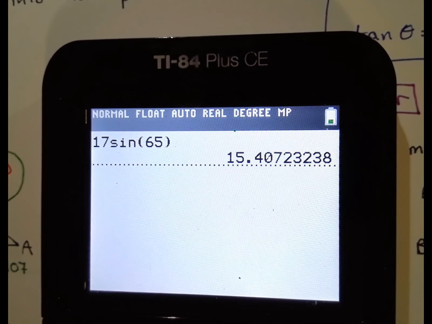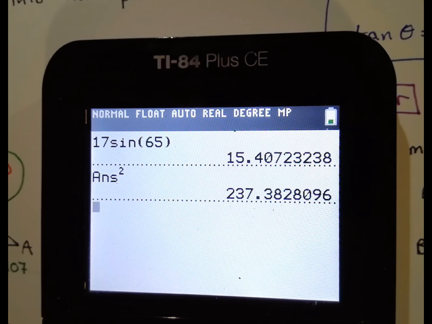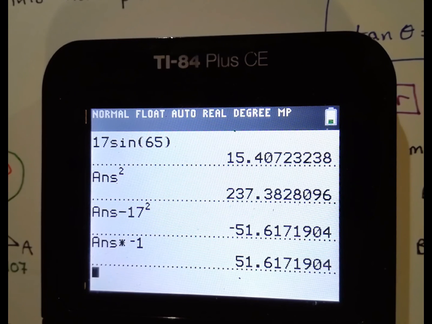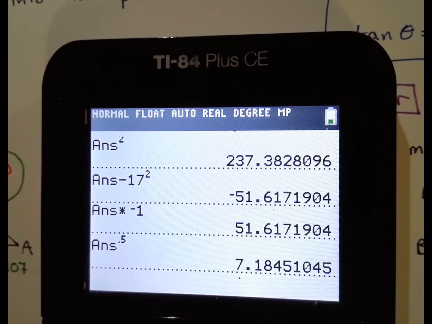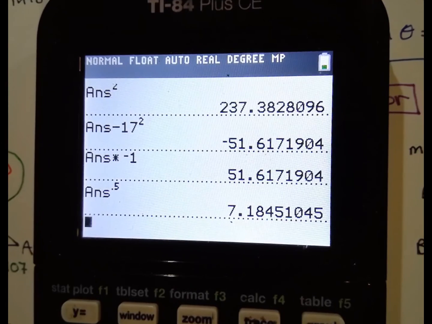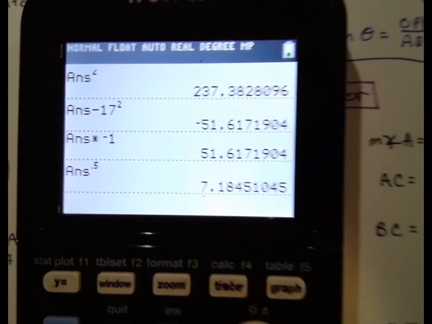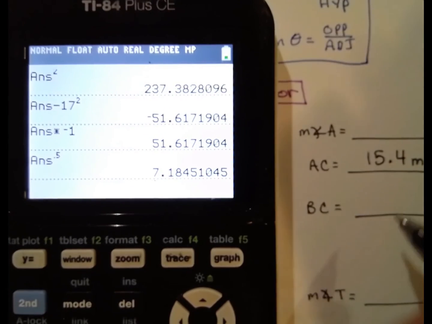So here's one of my legs. I'll square that side. Okay, I'm going to subtract 17 squared. Now, this is a negative number, so I'm going to multiply this by -1 to get the positive number, and then take the square root of that. So that's the Pythagorean theorem that I got 7.1845, yada, yada, yada. So that's 7.2 rounded to 1 decimal place.